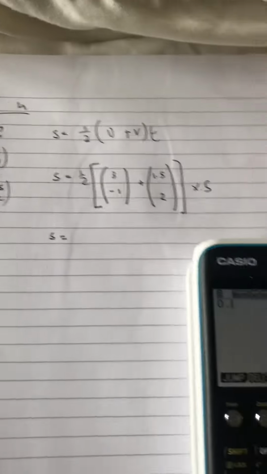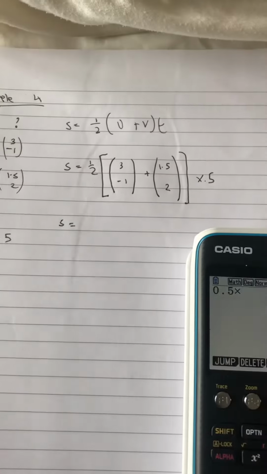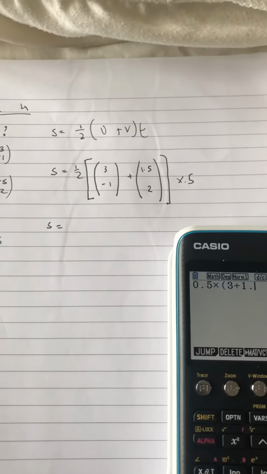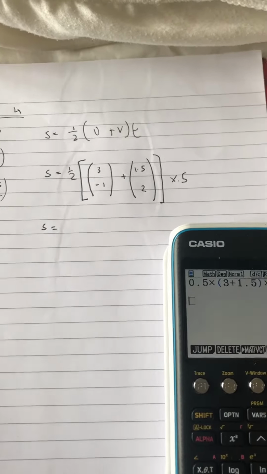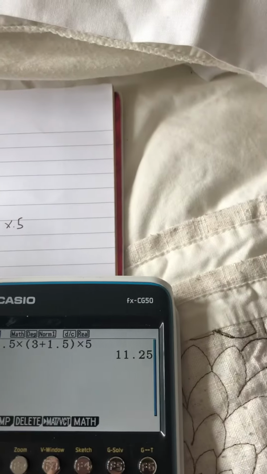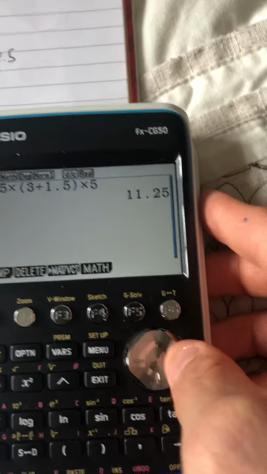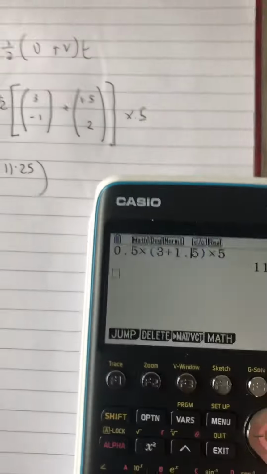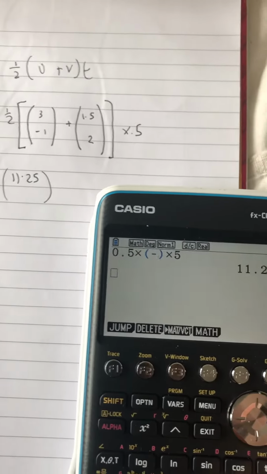And then I can just shove that in my calculator, one line at a time. So the first one is 0.5 times brackets 3 plus 1.5 times 5, so 11.25. And that's all I'm doing. I'm just going to go back in and change those middle two numbers in my calculator to minus 1 plus 2. Efficient, not lazy. Okay, so that is the displacement.